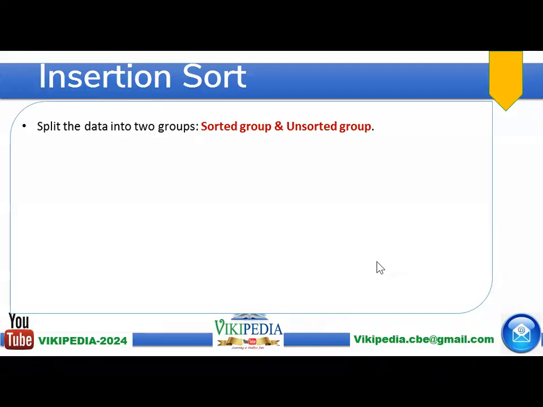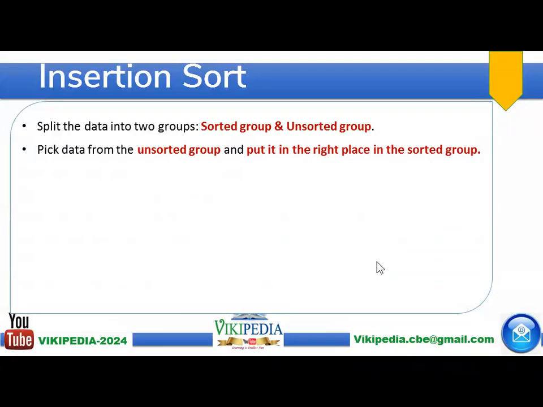How insertion sort works: it splits our data into two groups, a sorted group and an unsorted group. Initially, the first element is considered as a sorted one. It will pick data from the unsorted group and put it in the right place in the sorted group. So you pick one item from the unsorted group, and then find out the right place to put it in the sorted group.